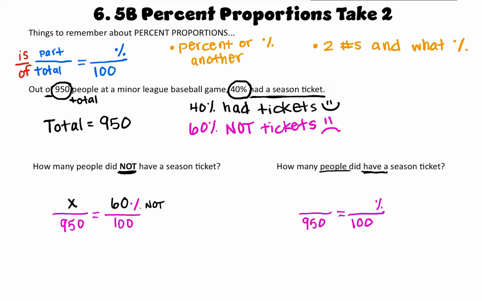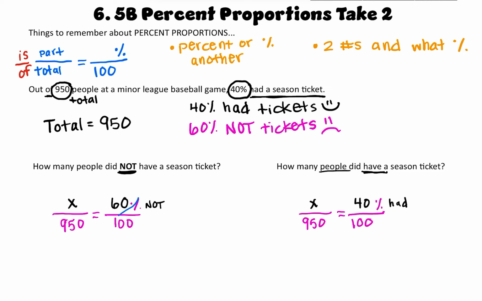But on this one, I want the people who had tickets. So the percent I'm going to use for that one is 40% because I want the ones who had tickets. So the big difference is which percent do I use? So on the not, we actually had to go and find that percent. On the have, we already had it in the problem. So the only thing that changes is which percent we have in that problem. And then we could go through and solve, which we have done before.